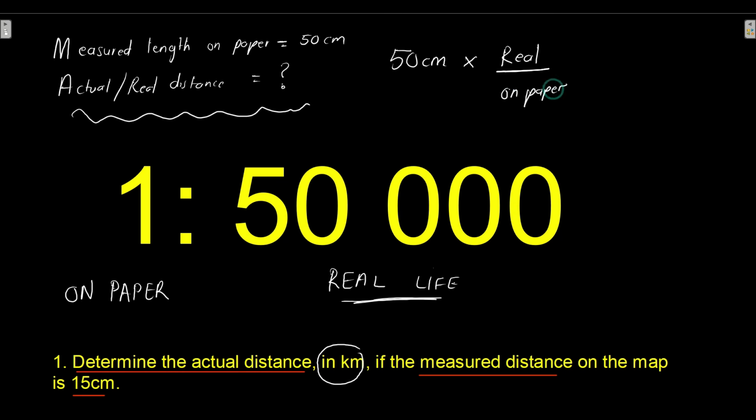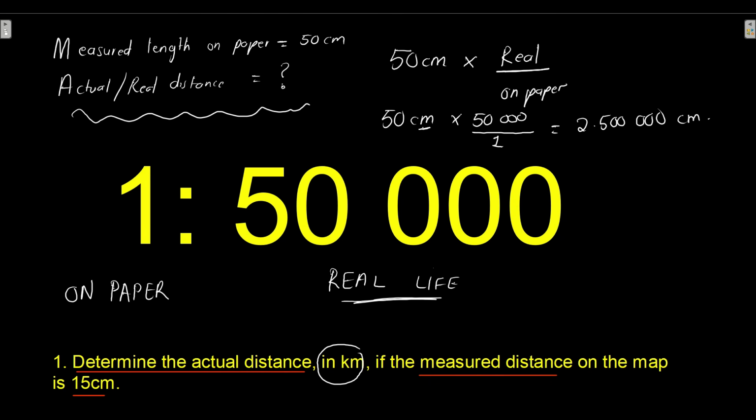So in this case, it's 50 centimeters multiplied by what value represents the real? It's that 50,000, divided by what value represents the on paper? It's the 1. Then you get your answer, which is 2,500,000 centimeters. Depending on what the question asks you to write the final answer as, that will guide you on whether you need to convert this into kilometers or meters.